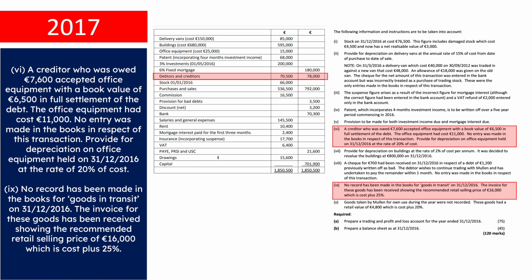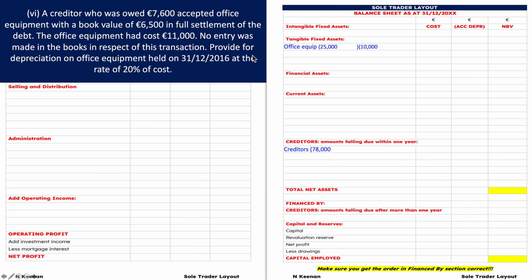Okay, so there's a lot going on here. This adjustment is the first time we've seen anything like that in a sole trader final account, or indeed any final account, but we've seen it in tabular statements a lot. So let's have a look and see what we do here. For your office equipment, we got these figures from the trial balance, and we got the creditor's figure from the trial balance.